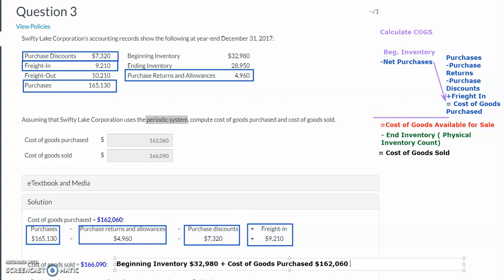From there, we see that in this problem, they have counted up the ending inventory. So we're going to be using that ending inventory. And we're going to subtract that out in order to get to our cost of goods sold. So now you'll want to go ahead and take out your calculator and do the math to make sure that this equals your cost of goods sold.